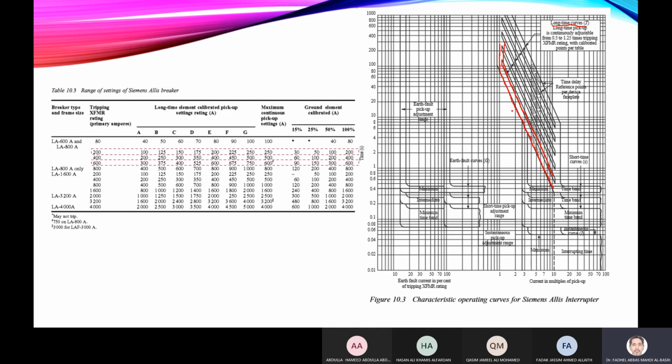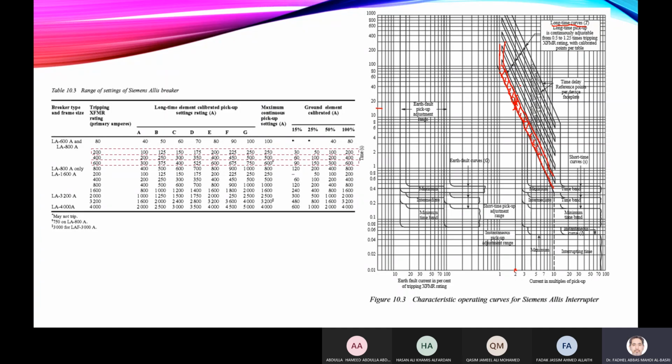This is a band because they say at this current, let's say 2 times full load, the operating time is between this value up to here. So this is a range. It's been tested, and if you apply 2 times, sometimes it operates at this time, sometimes at this time. So this is the range of operation. This is the band when you select band number 1.